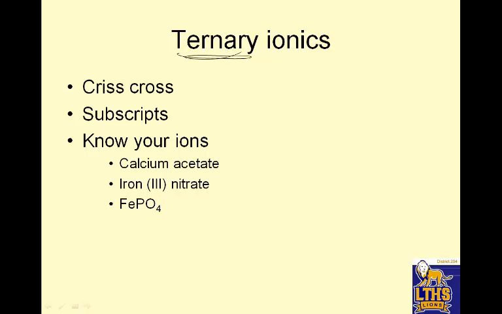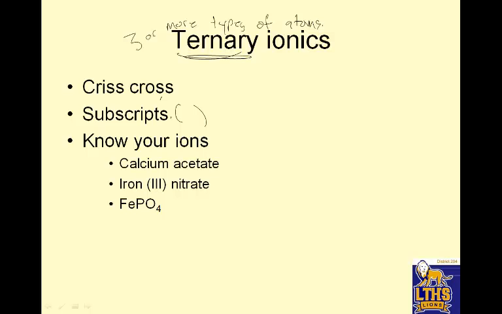Ternary ionic means I have 3 or more types of atoms. And no, AP doesn't care about those terms. They care more about the names of them. They're just ionic compounds, but they're bigger. We still crisscross subscripts and use parentheses.